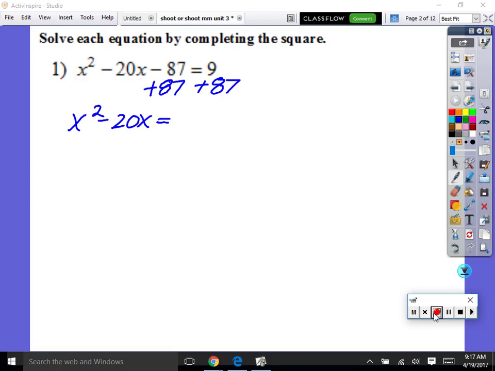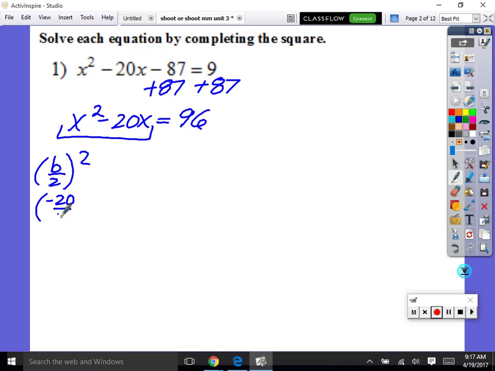Here we go. So on this one, we would first add 87 over. So then what did you get over here? 96. From there, you'd say, now I can complete the square. I always do B divided by 2 squared, which is negative 20 divided by 2 squared, which is negative 10 squared, which is 100. So we add 100 to both sides of the equation.